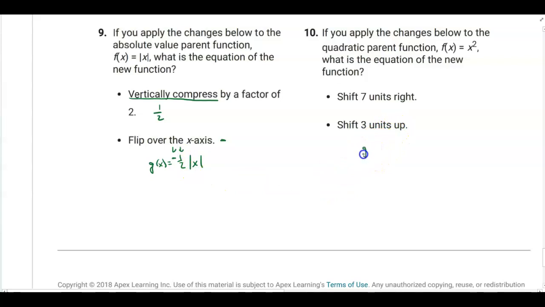Number 10, g of x equals. If we want to shift 3 units right, we're basically subtracting 7 from the input. Shift 3 units up, we're going to add 3 to the function. So right away here, we have subtract 7 from the input. This shifts it right. And then to go up 3, we would add 3.